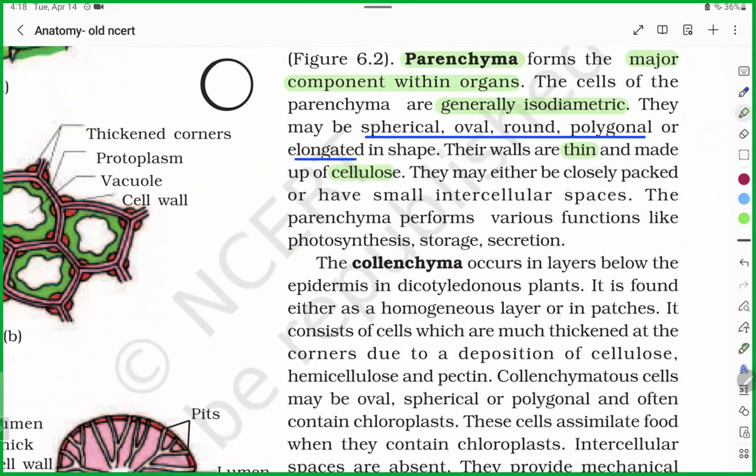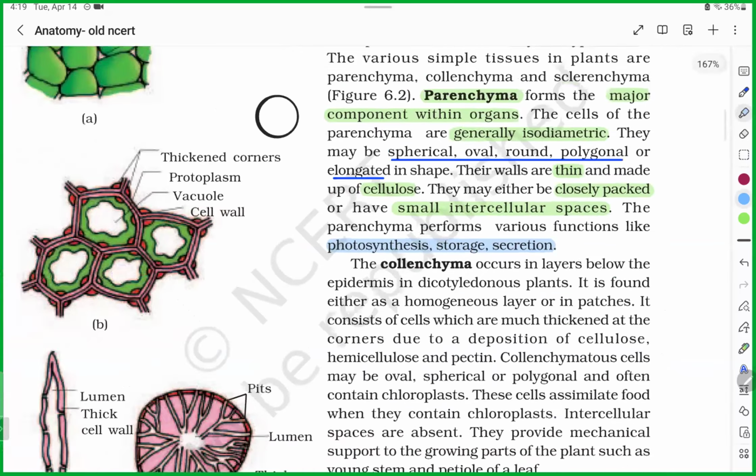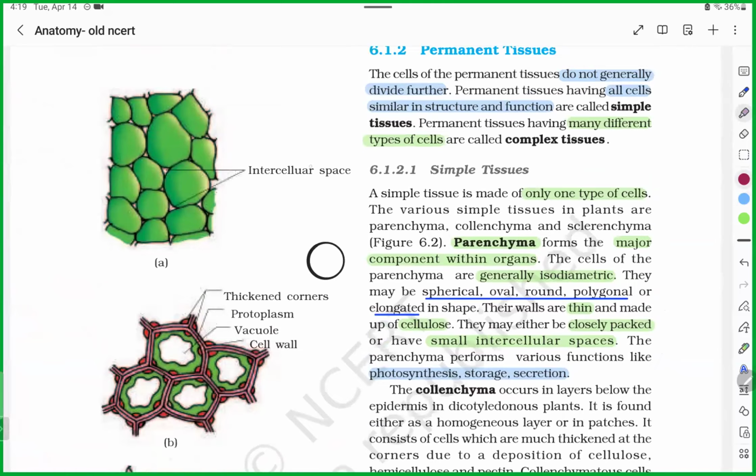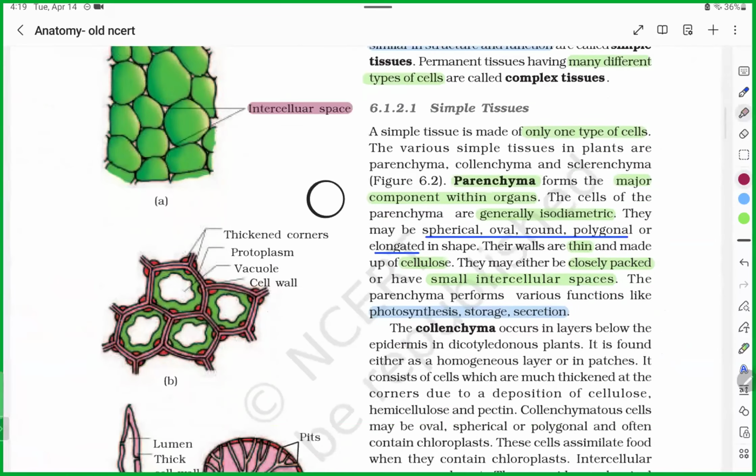Made up of cellulose, as usual, closely packed or very small intercellular space. Packing is close. Function is really, really important. Photosynthesis, storage, and secretion. If you see, main role of the plant is done by parenchyma. Every major function, any main work inside the plant, is mainly by the parenchyma cell, and here intercellular space is less, absent or less.